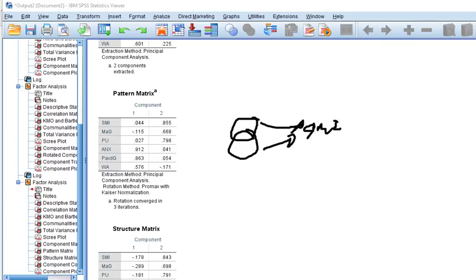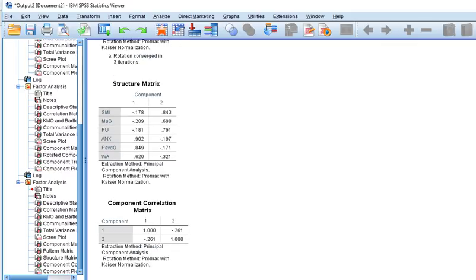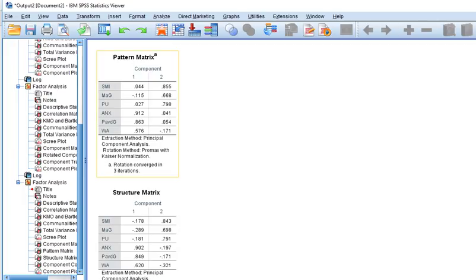The pattern matrix can be handy to identify those variables that are most highly related to the component. But my general recommendation is to focus your interpretation mainly on the structure matrix, although you can use the pattern matrix to supplement and better inform your components when you're naming them.